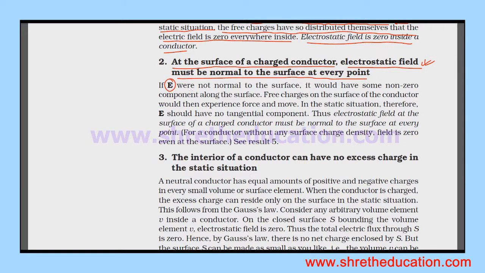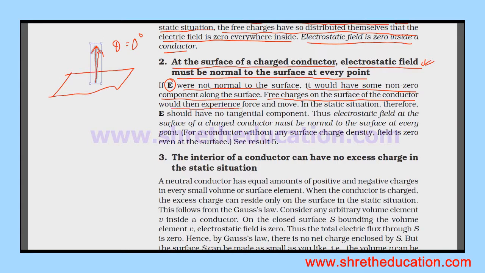If the electric field vector E were not normal to the surface, it would have some non-zero component along the surface. The field would then make some angle with the surface direction, rather than 90 degrees. The angle must be 0 degrees for the tangential component to vanish. Otherwise, it will have some non-zero component along the surface.